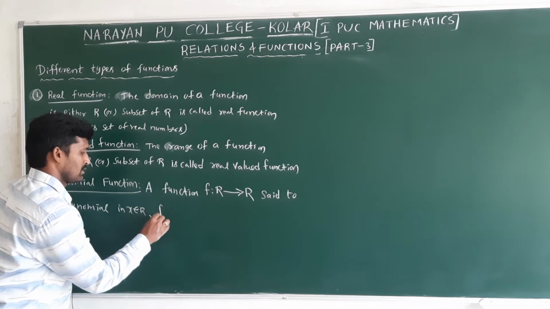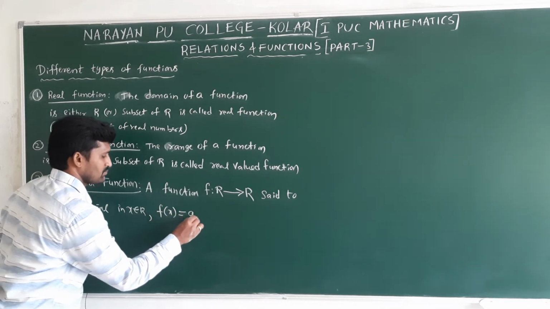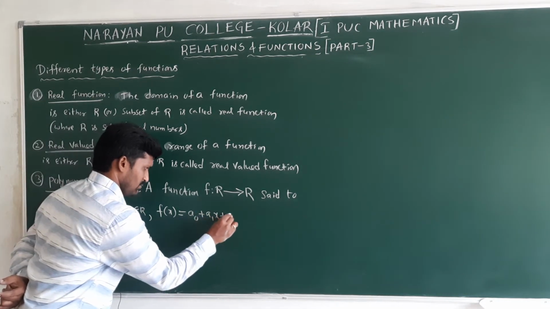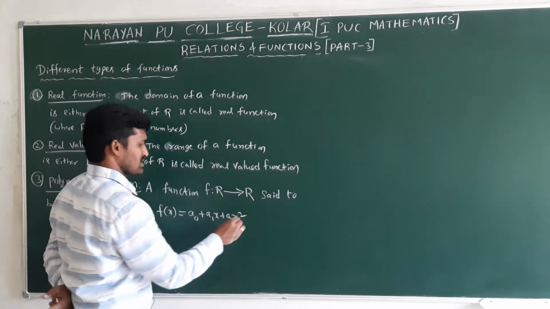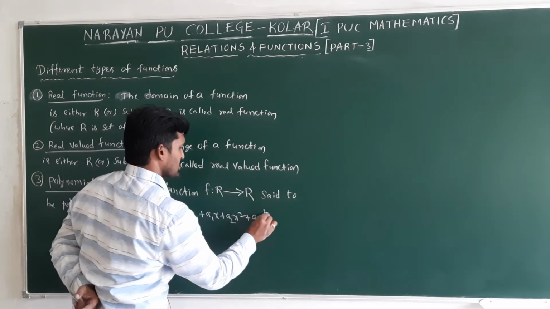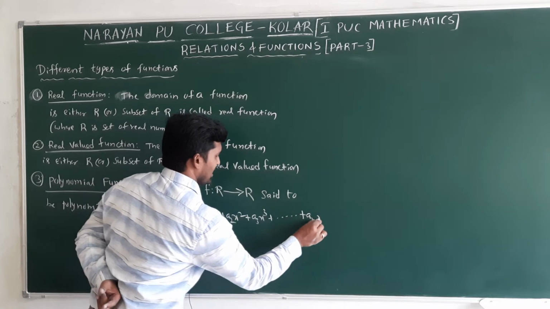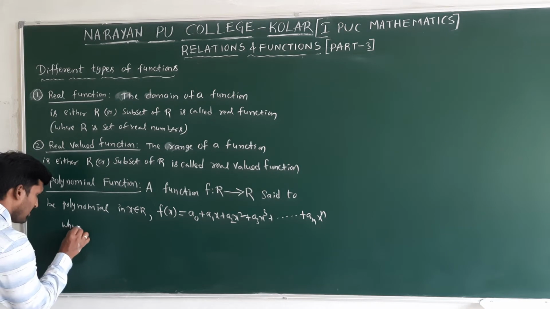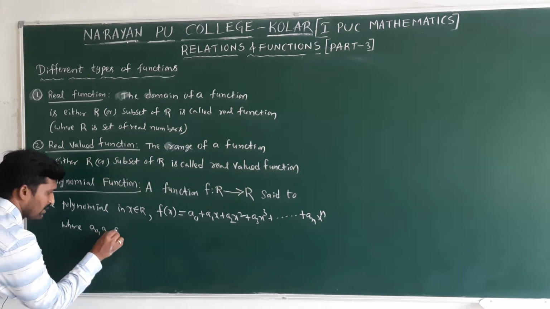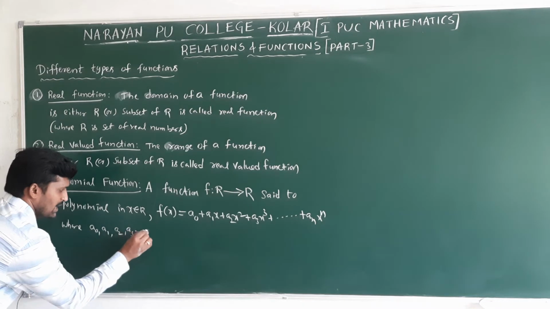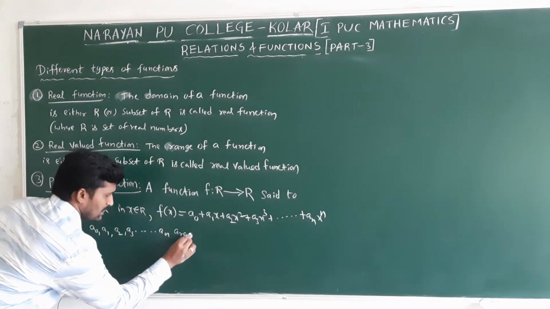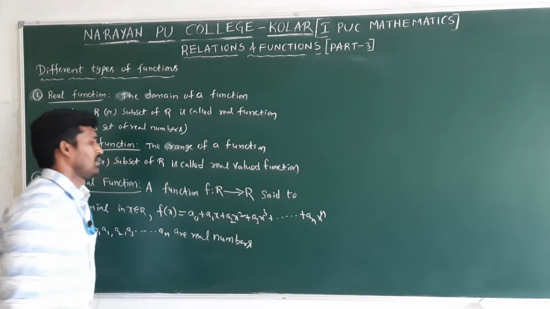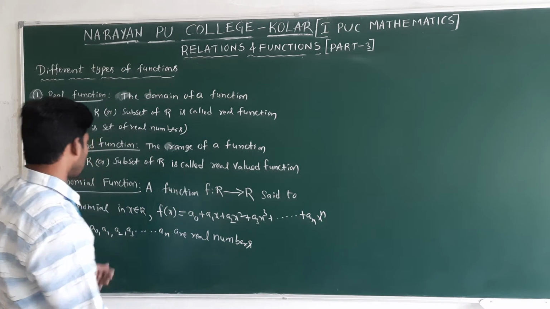comma, f of x is in the form of a0 plus a1x plus a2x square plus a3x cube plus and so on, an x power n, where these a0, a1, a2, a3 and so on, an, are real numbers. Here a0, whatever taking condition wise, you should understand.